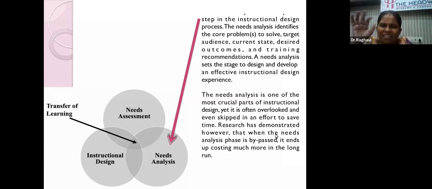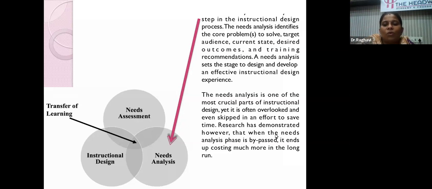Okay. So needs analysis is simply the process of evaluating a performance issue to determine the root cause and give them solutions. However you call it, needs analysis, training needs assessment, or performance assessment, in any way it's a simple process of evaluating so that you determine the root cause of something.